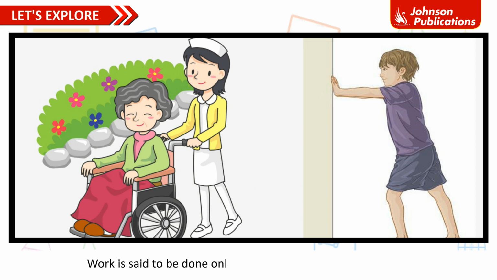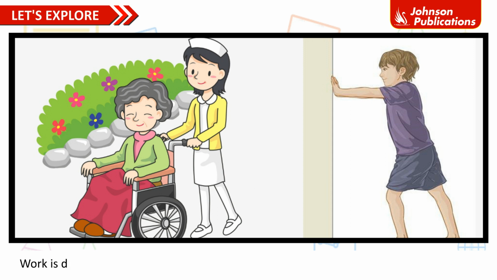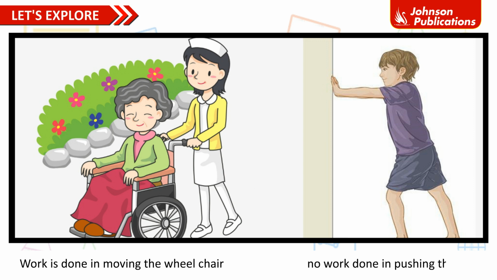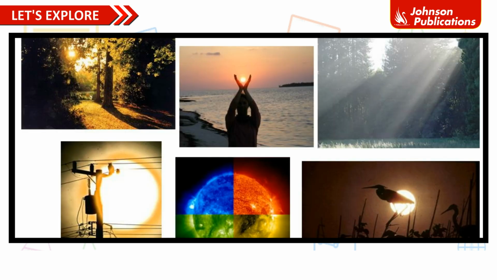Work is said to be done only when a force applied on an object can move it from one position to another in the direction of the force applied. Work is done in moving the wheelchair. No work is done in pushing the wall. Energy. Energy is the ability to do work. We need energy to do anything.